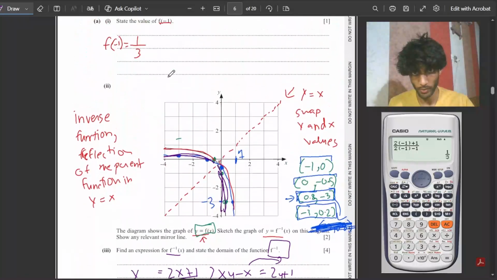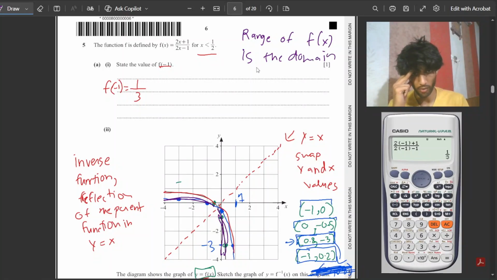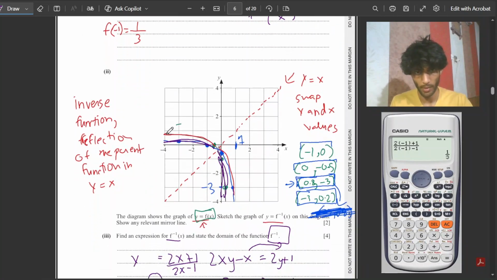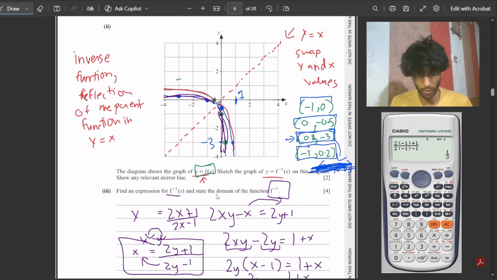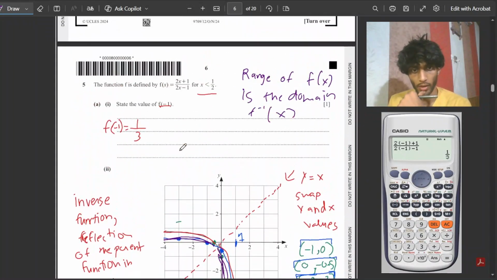The range of f of x is the domain of f inverse of x. Therefore, I'm trying to find the range of f of x, and that's going to be my domain of f inverse of x. So what is the range of f of x? Do I know that? I know the domain. I can use that to find the range. And here's what I can do.